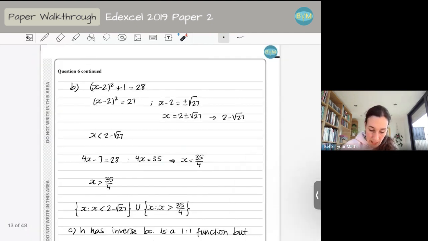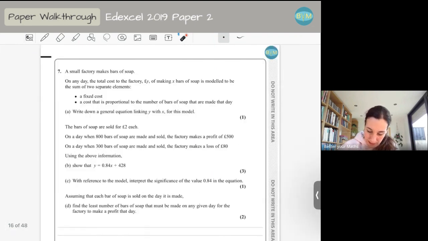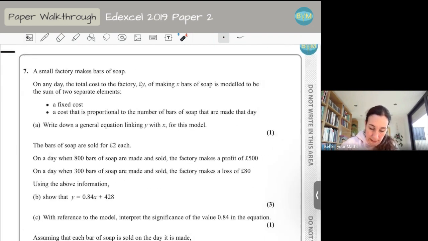Okay, more. Question 7. A small factory makes bars of soap on any day. The total cost of the factory, y, of making x bars of soap is modeled to be the sum of 2 separate elements, which probably makes sense: a fixed cost and a cost that is proportional to the number of bars of soap that are made that day. Which, as I say, sounds quite normal. Write down a general equation linking y with x for this model.